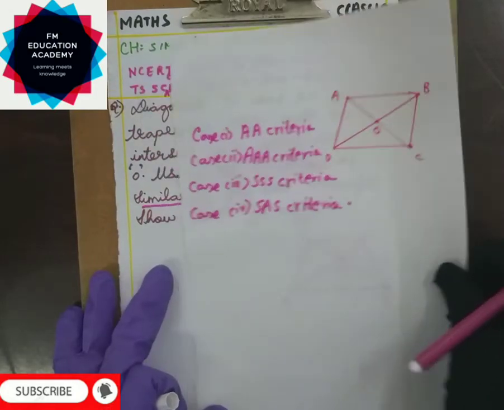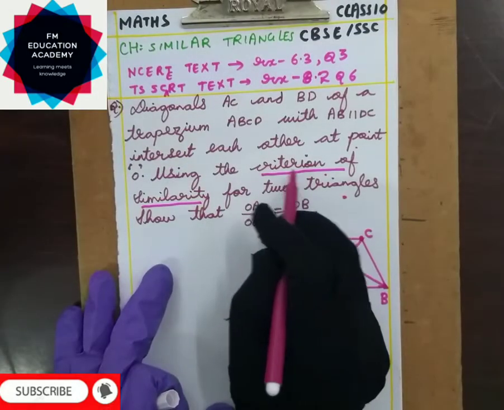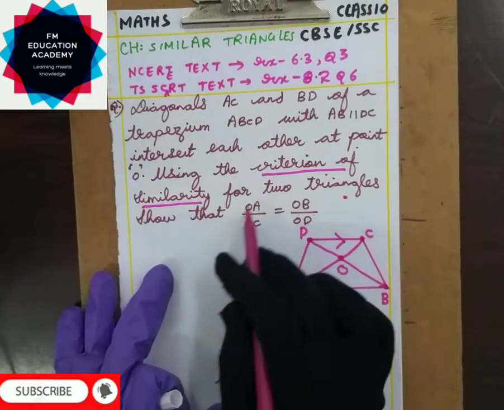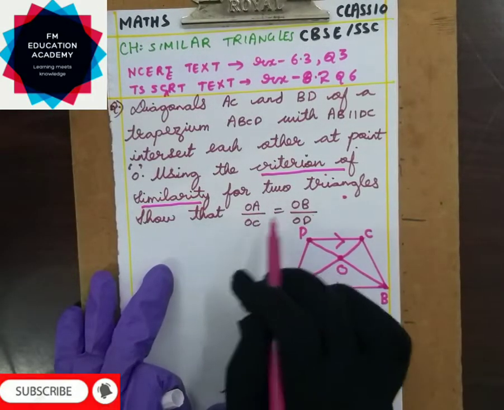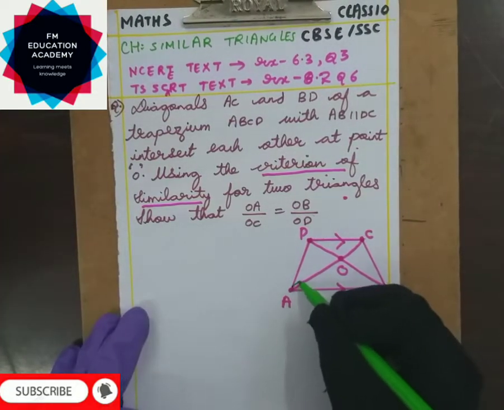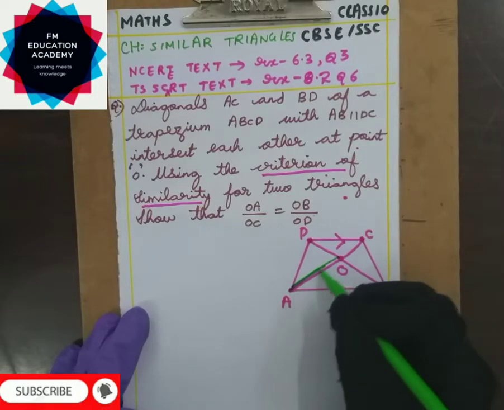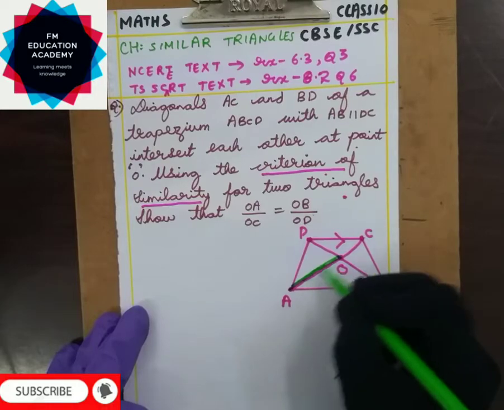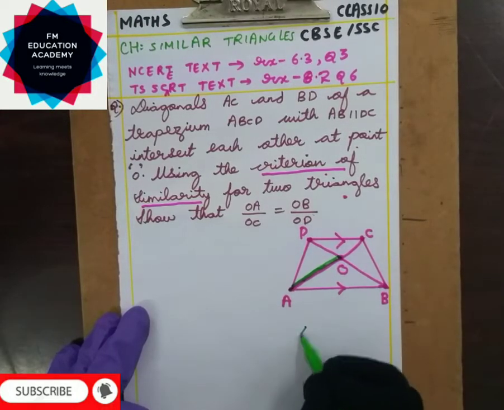So here also it is telling us to use those criteria. Any one criteria I should use, and then I should show that this ratio OA by OC is equal to OB by OD. Observe where is OA? Here we can observe that this is OA by OC. OA is the side of this first triangle AOB.